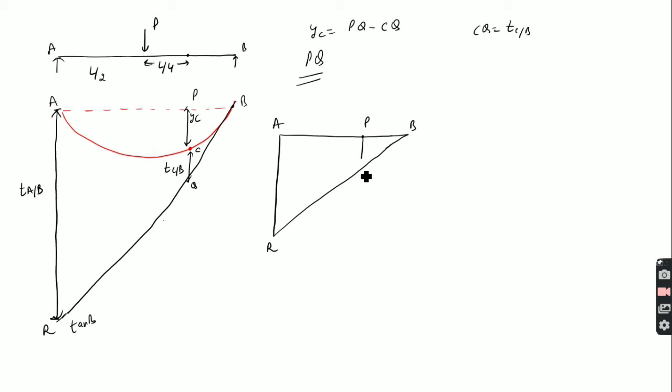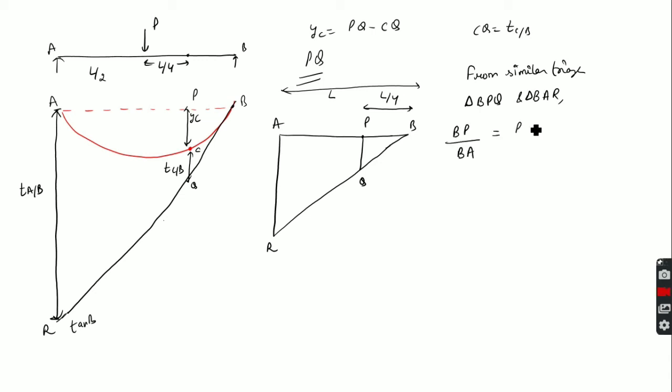Now very simple, you can see in these similar triangles, which are those two triangles? Triangle BPQ, which is a smaller triangle, and BAR. So the ratio of the sides should be the same. This length is L by 4 and this complete AB length is L. So BP upon BA must be equal to PQ upon AR, right?